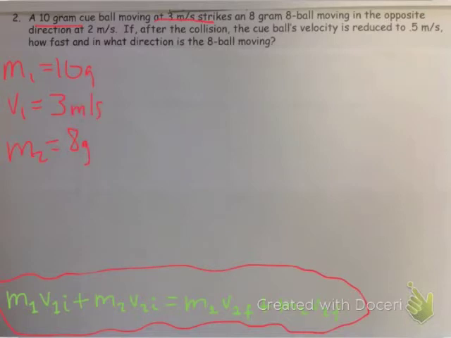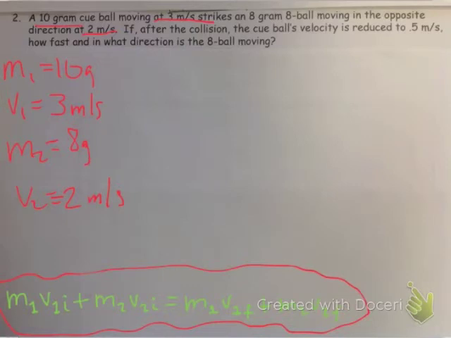Moving in the opposite direction at 2 meters per second. So that's going to be our velocity 2. Since it's the opposite direction from what we assigned our first object, we need to put a negative sign in front of that 2. So it's going to be negative 2 meters per second. The negative sign just indicates direction. If after the collision, the cue ball's velocity is reduced to 0.5 meters per second, how fast and in what direction will the 8-ball be moving?